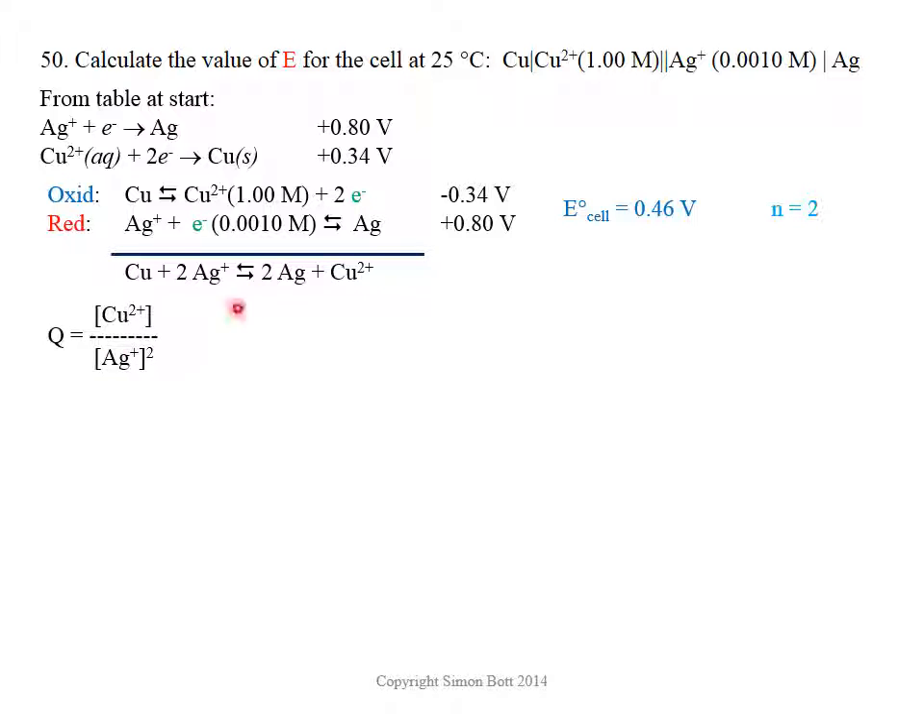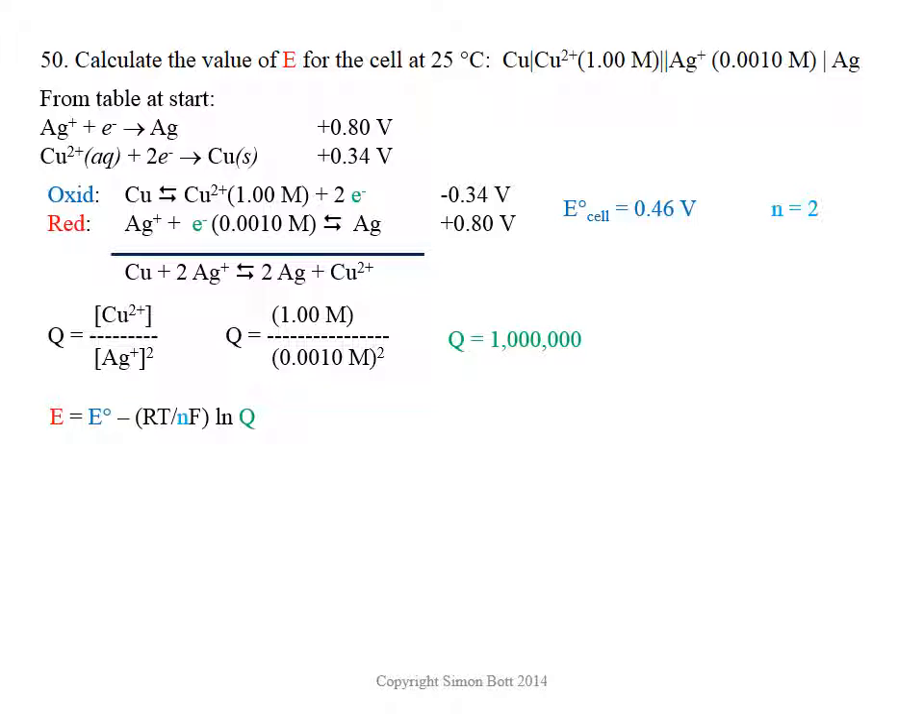Q, of course, comes straight from this. The copper and the silver are solids. We don't include them. Ag plus, Cu2 plus ions in aqueous solution. So therefore we have the copper 2 plus over the silver plus squared. We know those concentrations. I told you the concentration of copper 2 plus was 1 molar. That goes there. Concentration of silver plus 0.001 molar. That goes there. Throw it all in. Q is 1,000,000.